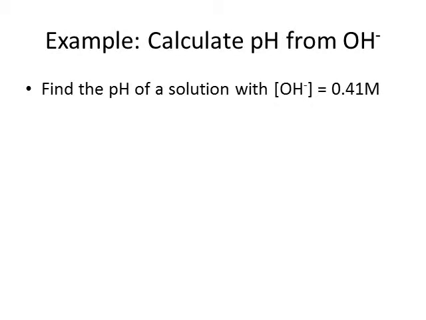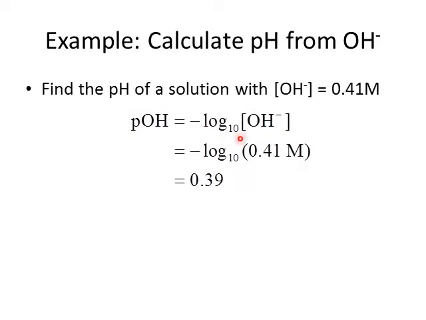Conversely, we can try to calculate the pH given the OH minus concentration. With these calculations, you have to realize there is not one single way that you can do it, and as long as your method is valid, you'll be fine. So let's have a look. I'm given the OH minus concentration, so I can find the pOH first. The pOH is minus log to the base 10 of the OH minus concentration. Plugging this in, I get pOH is 0.39.